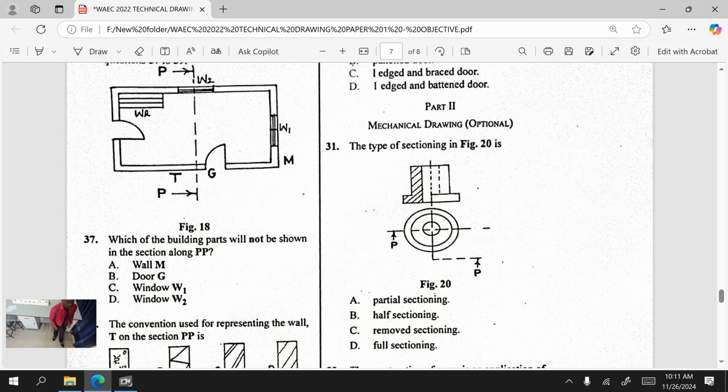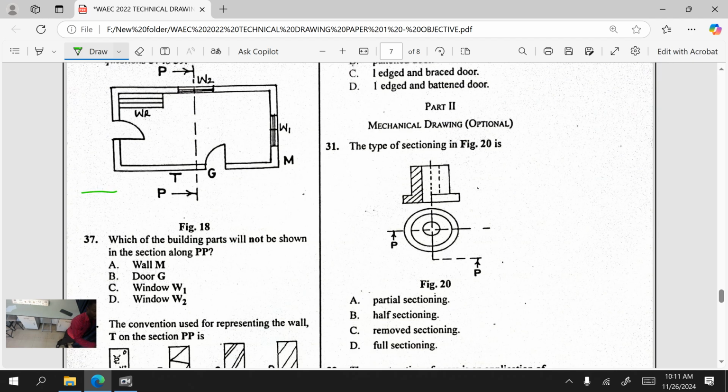So let's look at the question. Which of the following building parts will not be shown in section along PP? So look at the section along PP. We have to look in what direction? We have to look in this direction. If you look in the opposite direction, please, you will not get what they're asking you. So which of the building parts will not be shown when we look at that?